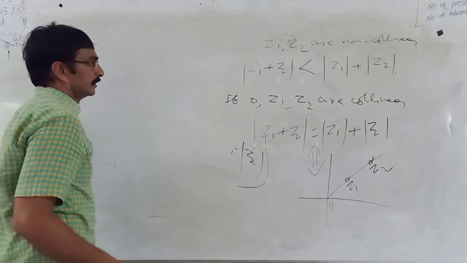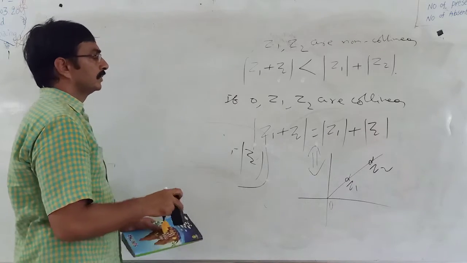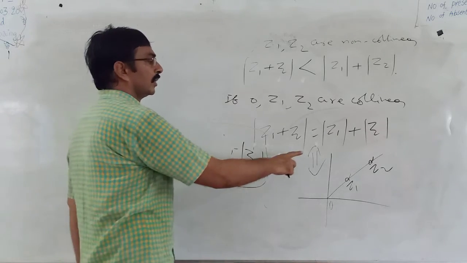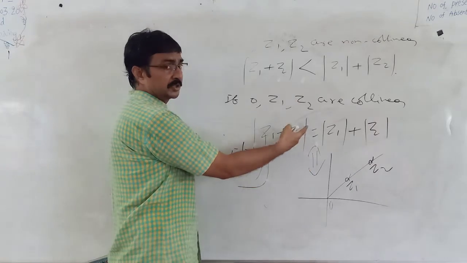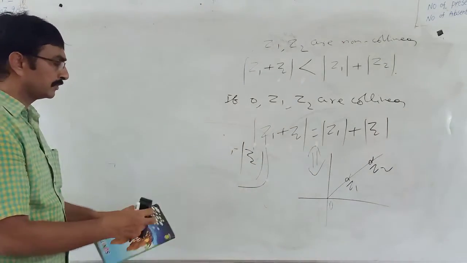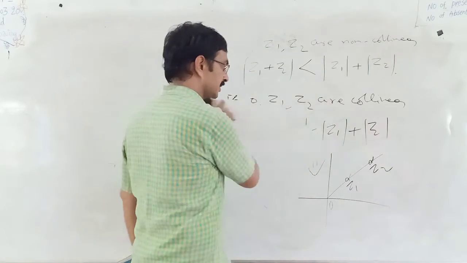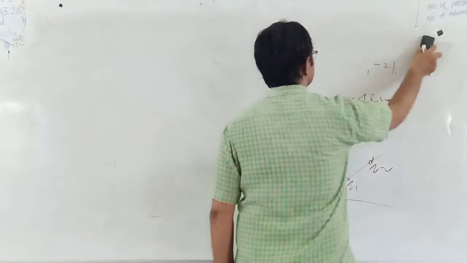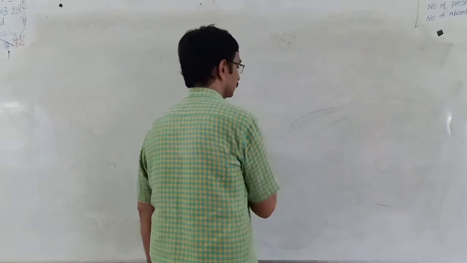So in this concept, we have to remember two things: the figure related to this property and this one. For any two complex numbers, modulus of Z1 plus Z2 is less than or equal to mod Z1 plus mod Z2.